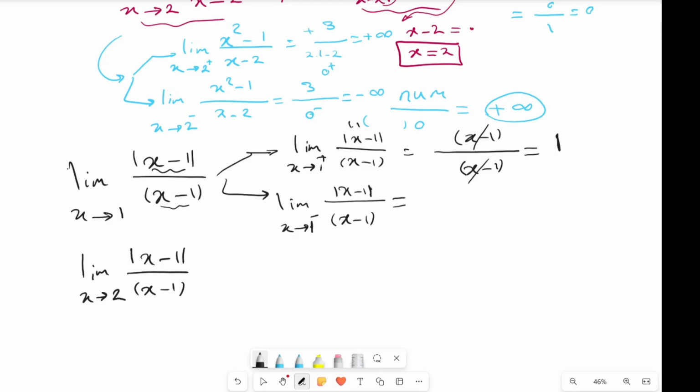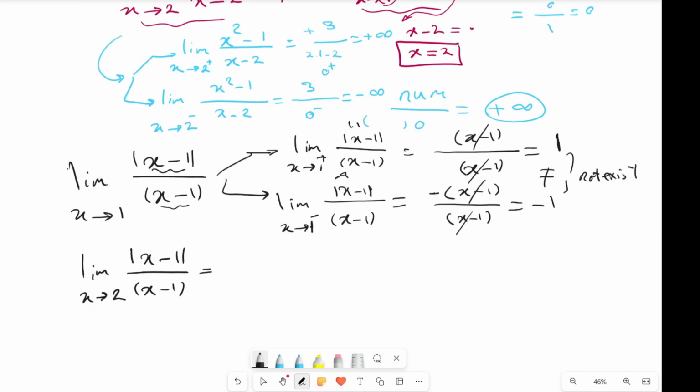But in the other part, 0.9 minus 1, the answer is negative 0. And the negative 0, if it is going to come out from the absolute value, you must cover it with a minus. Therefore, it is minus x minus 1, and the denominator is x minus 1. They cancel each other, and we obtain minus 1. And they are not equal, and the limit does not exist.